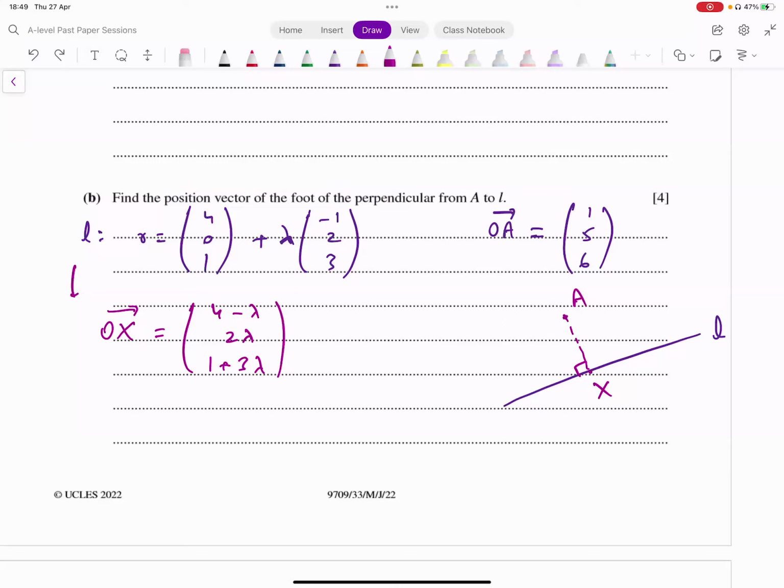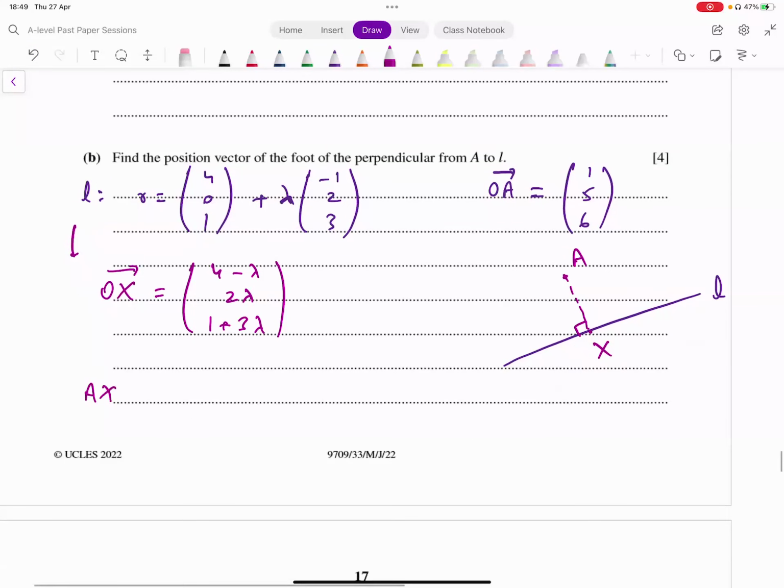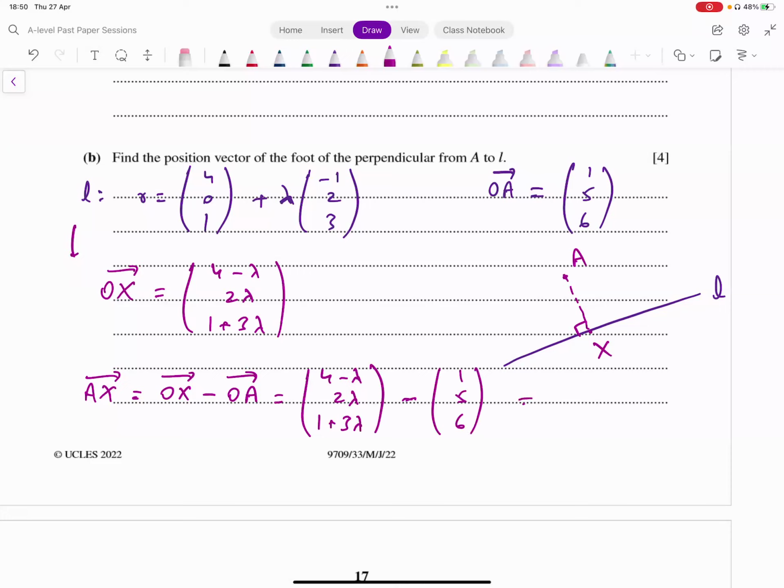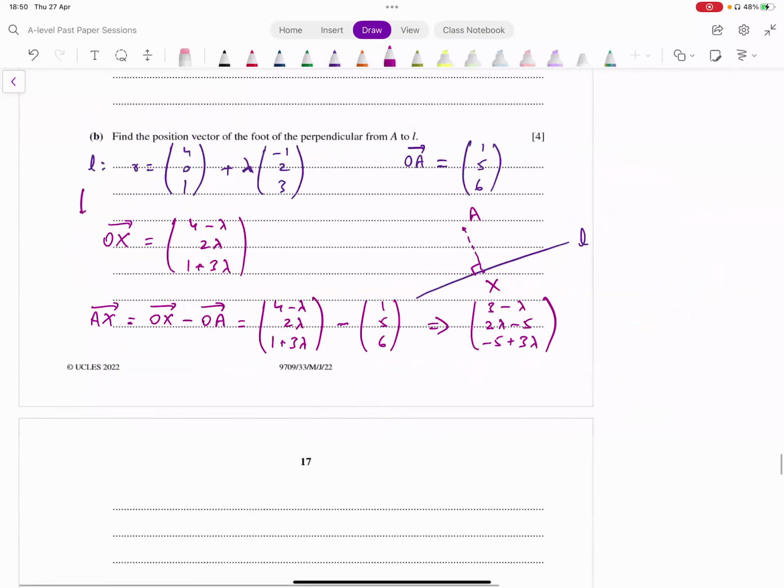So that's OX. And now what we do is we say, let's find the vector AX using this. What will the vector AX be? AX vector is equal to OX minus OA. What's the vector OX? We wrote OX above just now, that's 4 minus lambda, 2 lambda, 1 plus 3 lambda. We subtract from this OA, which is 1, 5 and 6. What will this give us? We will get the vector AX. What does it come to? 4 minus 1 is 3, so that's 3 minus lambda, 2 lambda minus 5, and 1 minus 6 is minus 5, so that's minus 5 plus 3 lambda. This is the vector AX. Okay, we have the vector AX.